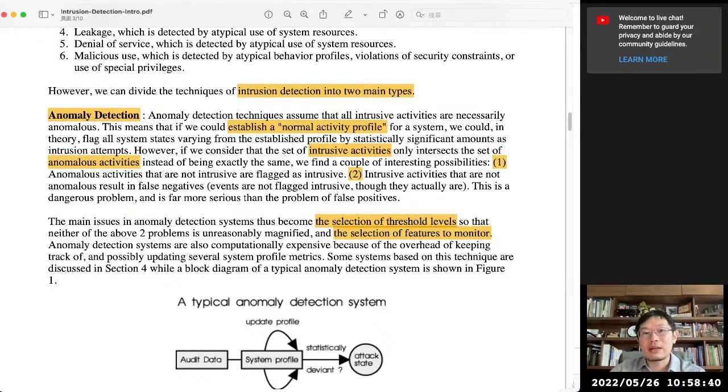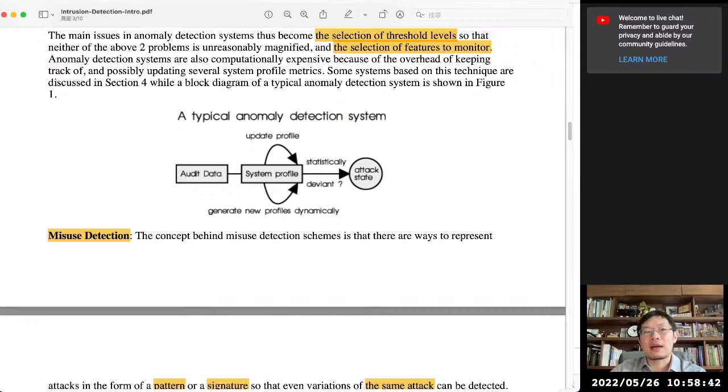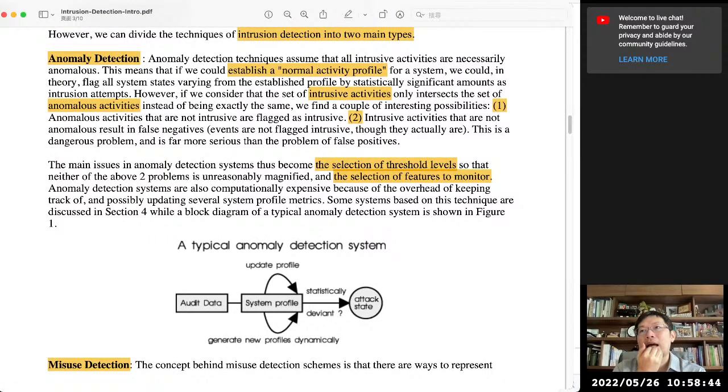Okay, again, all the papers about detection will talk about what anomaly detection is. We'll talk about it next week, and the other is misuse detection, which we mentioned before. For anomaly detection, what you learned, the highlights right here: you detect an anomaly. And what is an anomaly? An anomaly is a deviation from normal.